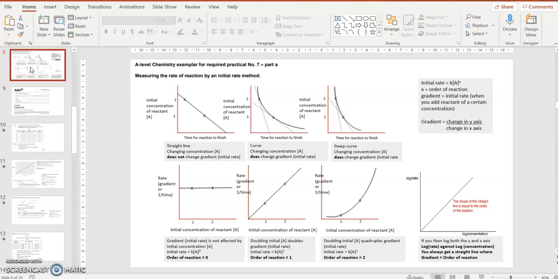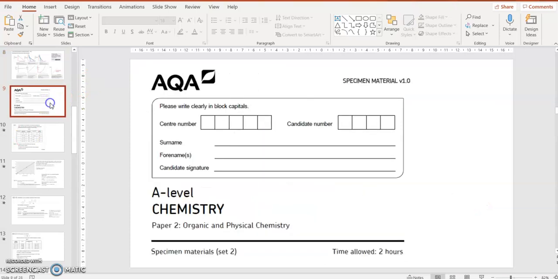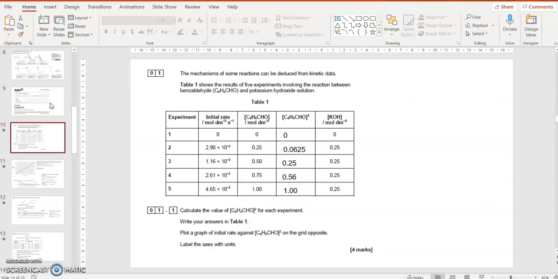So if you look at those 3 graphs, it's got the time taken for the reaction to complete in some way. Maybe it's like a disappearing cross, or it changes colour. The time taken for the reaction to finish for each of the initial concentrations. So for each of those initial concentrations, they've measured the time taken for the reaction to finish in some way. As I say, maybe it changes colour, maybe it obscures a cross on the bottom of the conical flask.